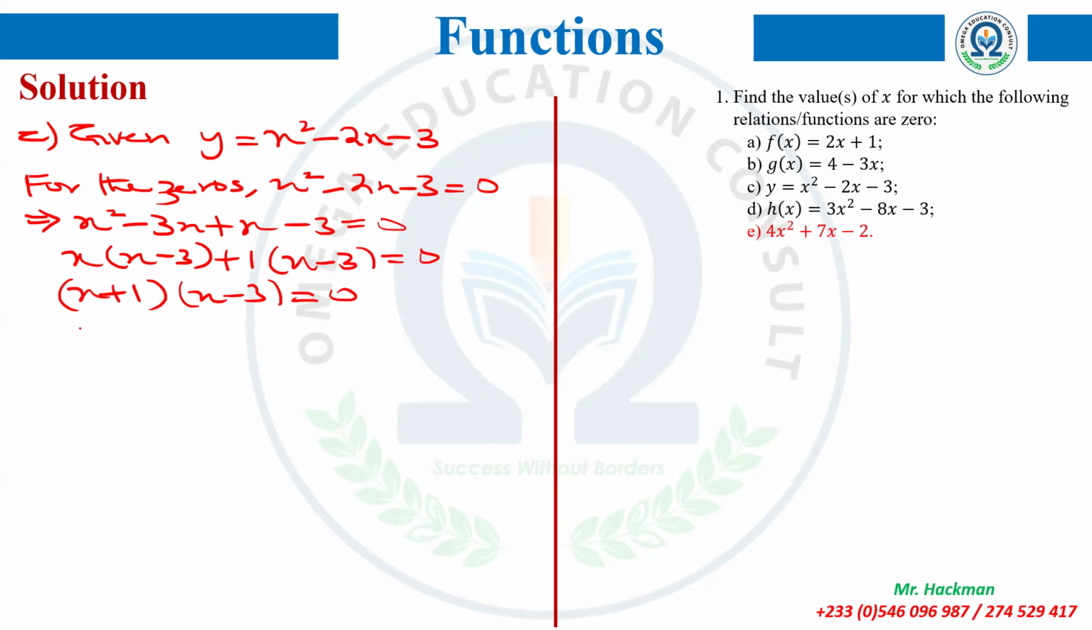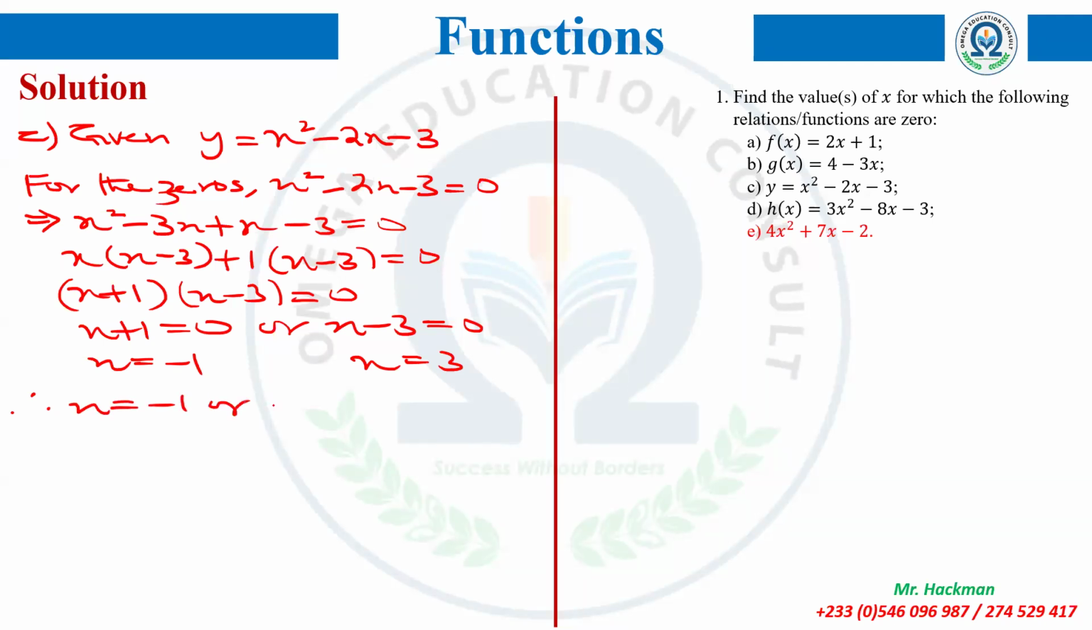So going forward, now we are going to get x. You set each of the factors to 0. x plus 1 is equal to 0. And remember the connector: you can't use a comma, you can't use "and". x minus 3 is equal to 0. So x will be equal to minus 1 here, and x will be equal to 3 here. Okay, so now you draw your conclusion. Therefore, x is equal to minus 1 or 3. So meaning if x is equal to minus 1, your function will be 0, which in this case is y will be 0. If x is equal to 3, y will also be 0.